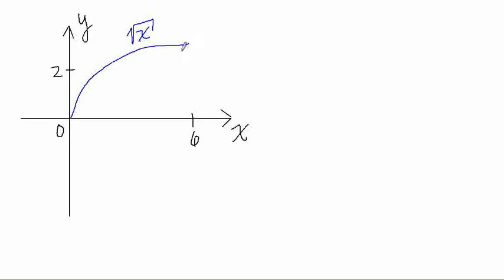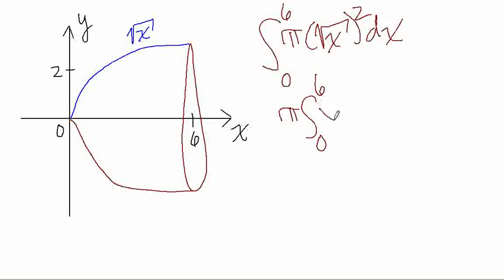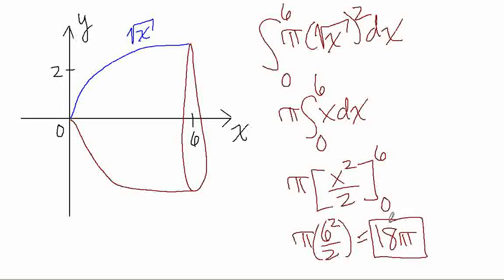All right, so I'll go ahead and calculate it as well. So when I rotate that segment of the graph, I'll get something that looks like that. And so the integral is going to be the integral from 0 to 6 of pi times the square root of x squared with respect to x. So that's pi times the integral from 0 to 6 of x dx. Pi times what I get when I evaluate x squared over 2 with respect to the limits. So that'll give pi times 6 squared over 2, and that's equal to 18 pi. Okay?